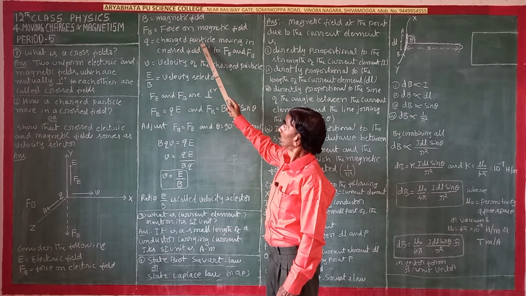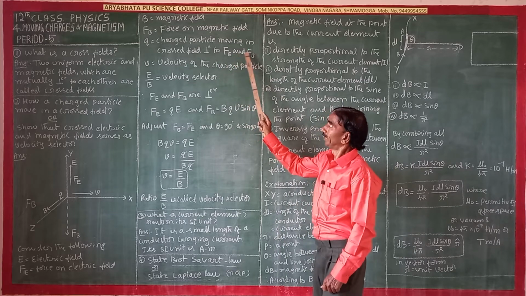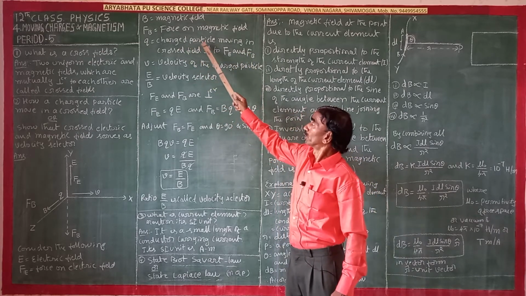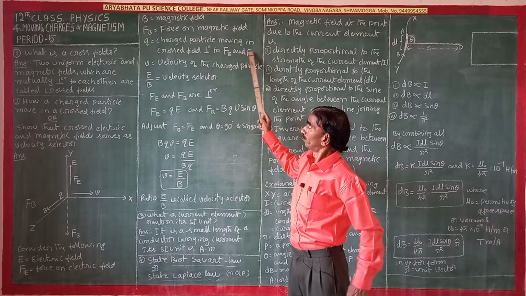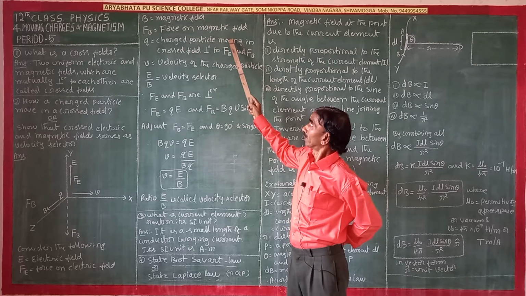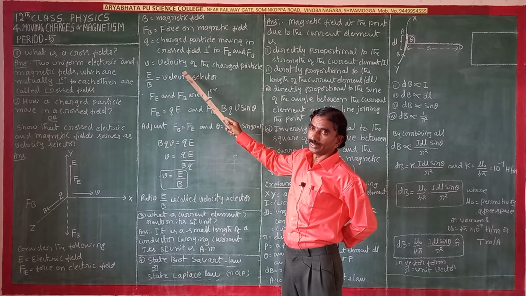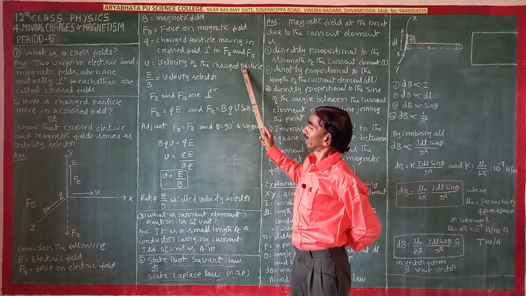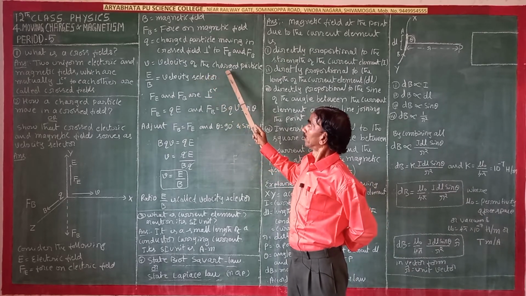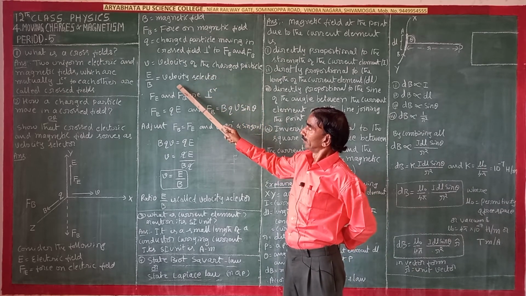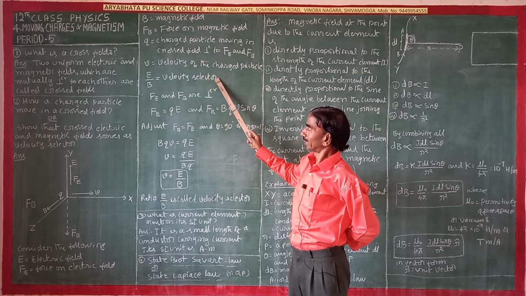Q is equal to a charged particle moving in crossed fields, perpendicular to Fe and Fb. V is equal to the velocity of the charged particle. E by B is equal to the velocity selector.